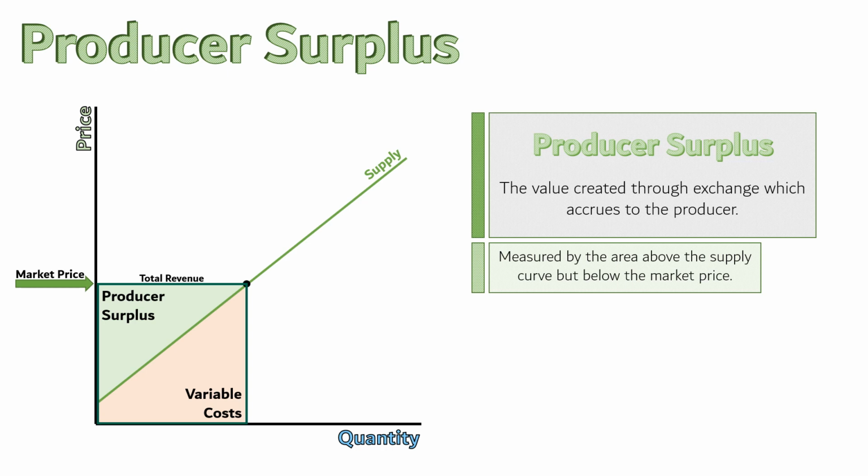If we subtract out the variable costs from total revenue, we'll get producer surplus. This isn't the same thing as profits because to get profits, we would need to also subtract out fixed costs. But producer surplus is the profit the firms earn before they pay their fixed costs.